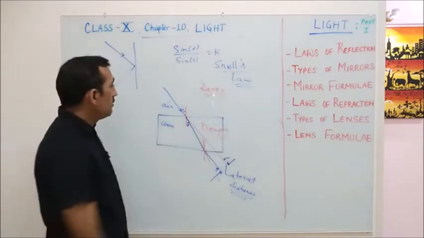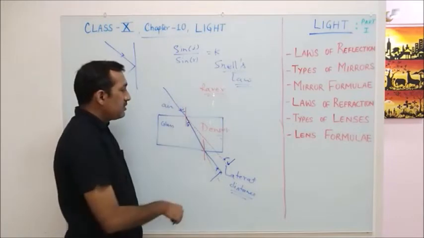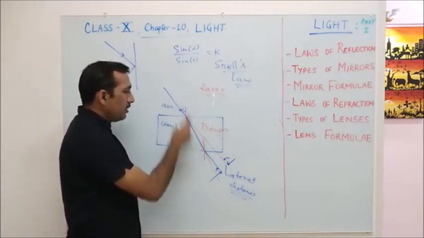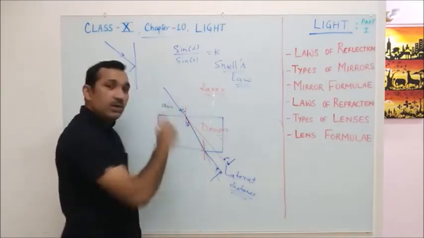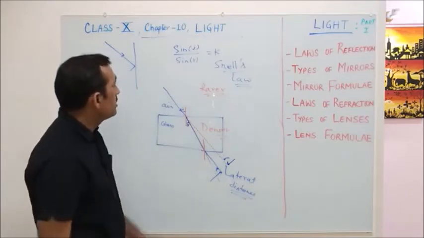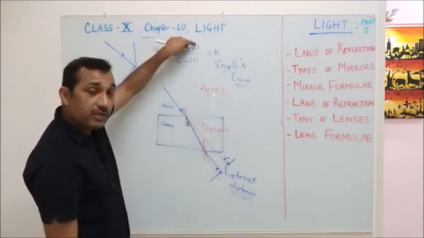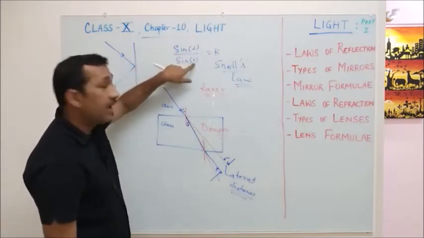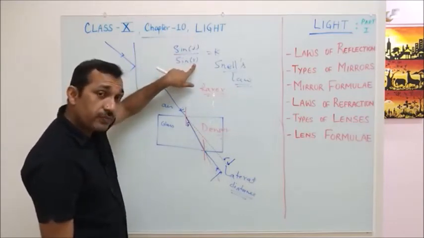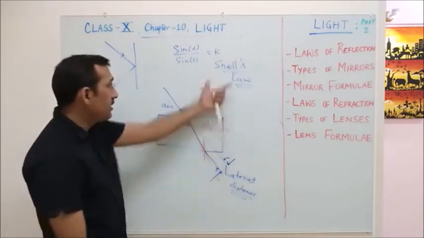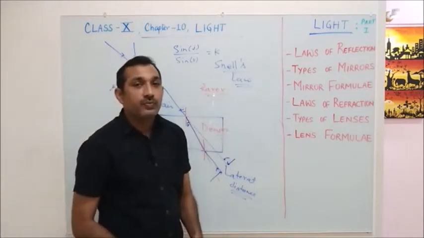So law number 1: the ray of incidence, the ray of refraction, and the normal all lie in the same plane. Second, the ratio of the sine of the angle of incidence to the sine of the angle of refraction is always constant, and that is also called Snell's law.